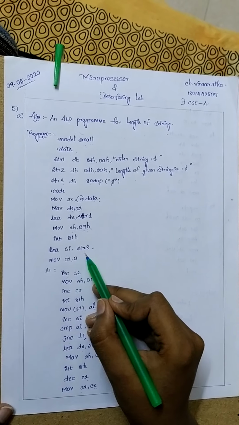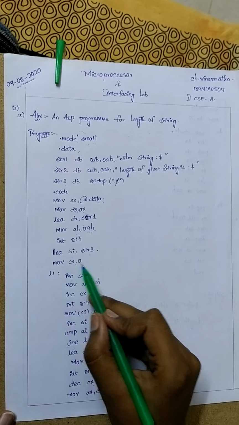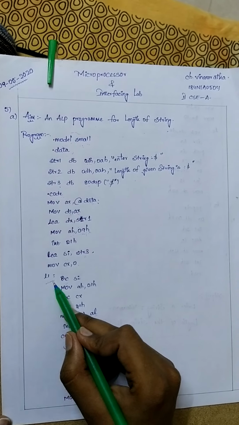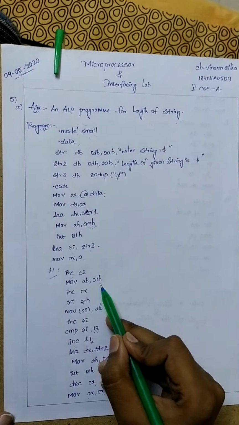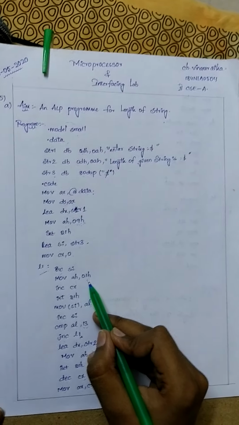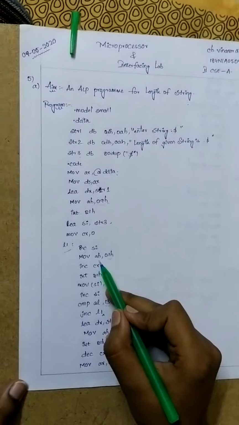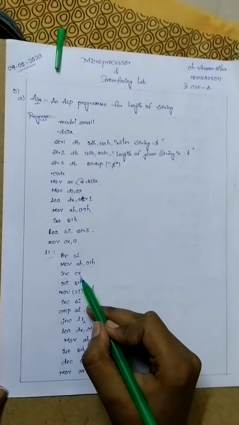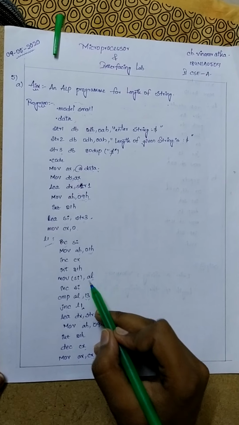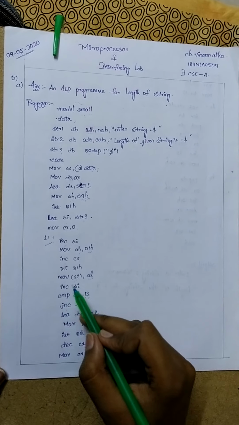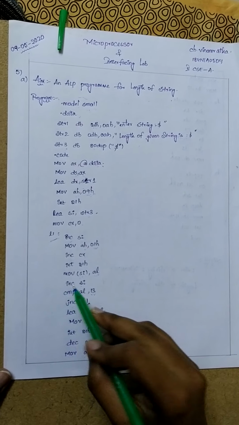lea si, str3. String 3 is loaded into the SI register. mov cx, 0. Then loop 1: we are entering into loop 1. Now incrementing the SI value. mov ah, 01h. 01h is used to read the character, and it is moved into the AH register. Incrementing the CX value. int 21h. mov [si], al. The AL value is then moved into the SI location. Incrementing SI.